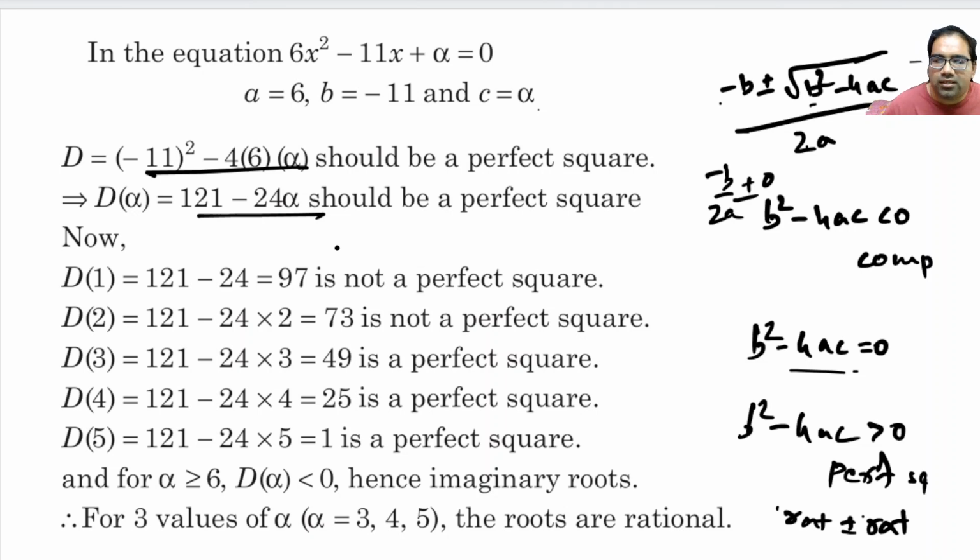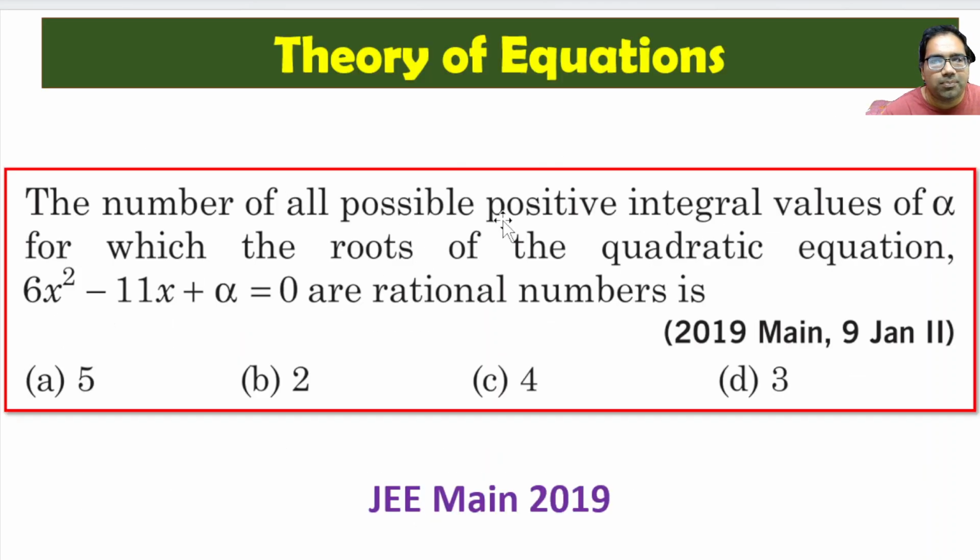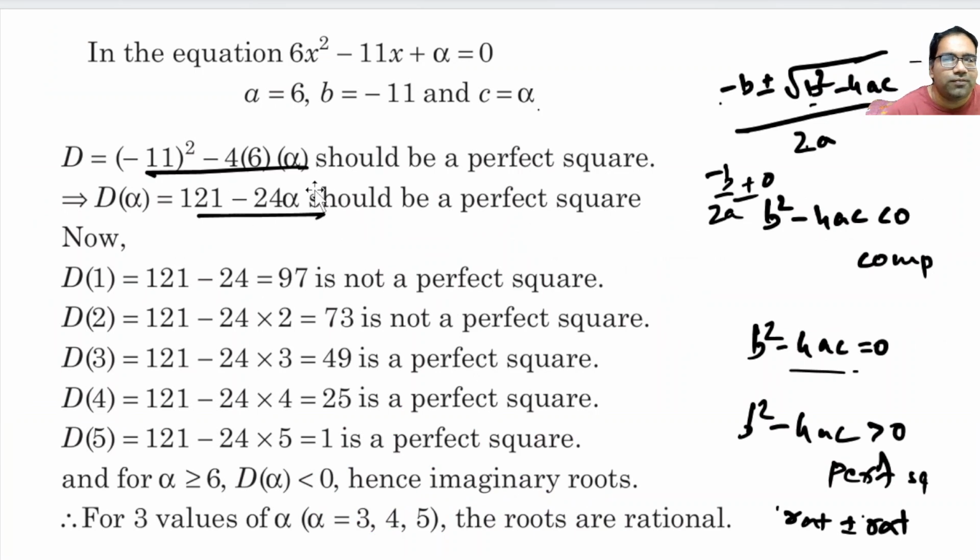Let's look at the question: all possible positive integers, not even a normal integer. We want to see positive integers only. For which values of this positive integer α is 121 − 24α a perfect square? Let us take 121 − 24, that gives 97, which is not a perfect square. For 2 also not a perfect square. For 3 it's a perfect square. For 4 also it's a perfect square. And for 5 it's a perfect square.